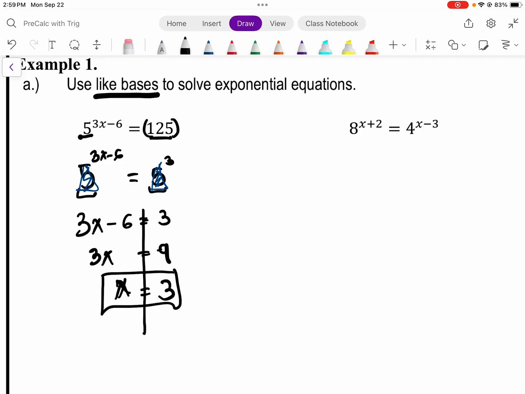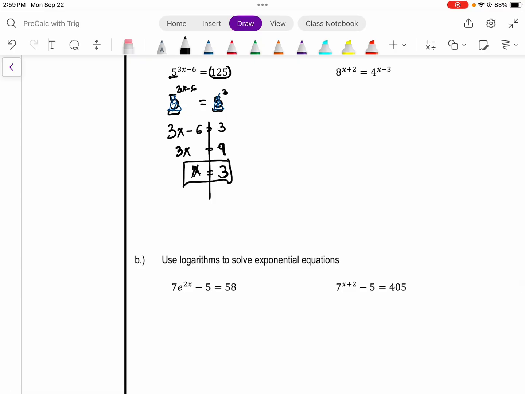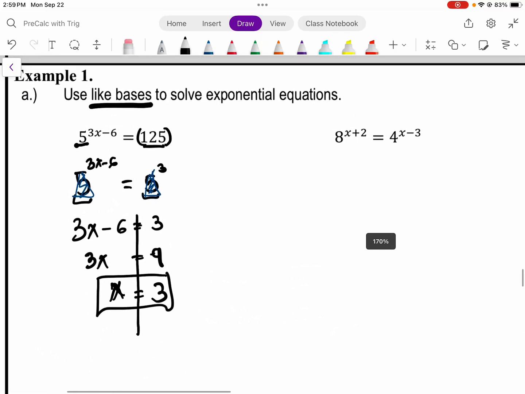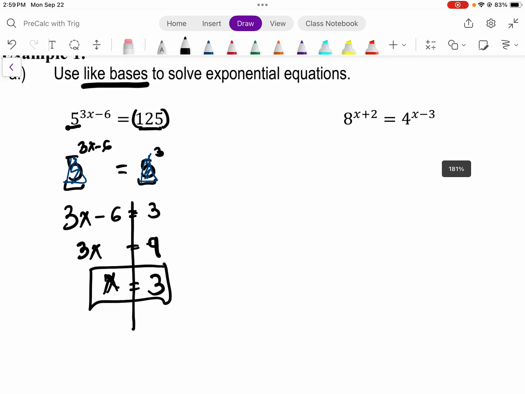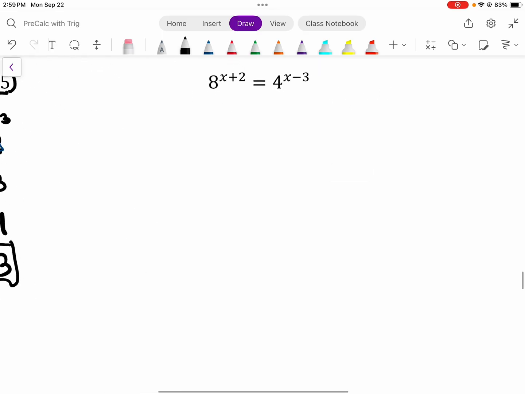Same thing for 8 and 4. Wait a minute. I think there's probably a typo here. No, actually, this actually works. Okay, so same thing. We're going to try to get the bases to look the same. Obviously, there's no way you could change an 8 to look like a 4, right? Because 4 to the power 1 is 4, 4 to the power 2 is already 16. So there's nothing that could make an 8 turn into a 4.